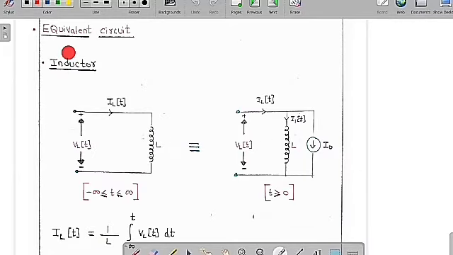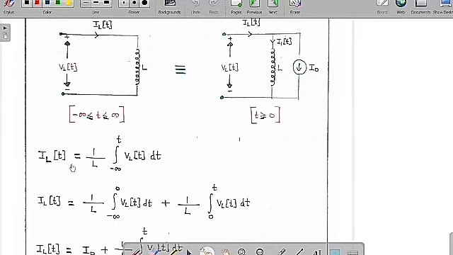Now we are going to learn about the other concept, which is the equivalent circuit. We are going to draw the equivalent circuit of the inductor and capacitor. See clearly, this is an inductor. The current in the inductor is IL of t, and the voltage across the inductor is VL of t. Now for minus infinity to plus infinity, within this time we are going to write the expression of this inductor current. Suppose I want to know the value of the inductor current at a particular time, so IL of t is equal to 1 by L into the integration from minus infinity to t of VL of t into dt, because VL of t is equal to L into di by dt.